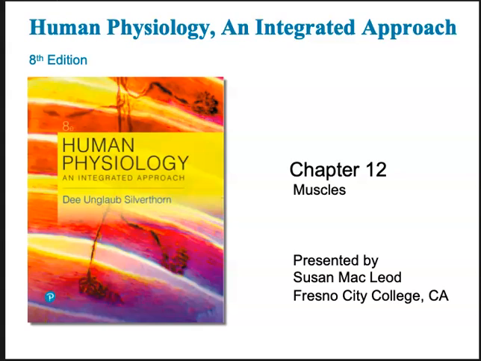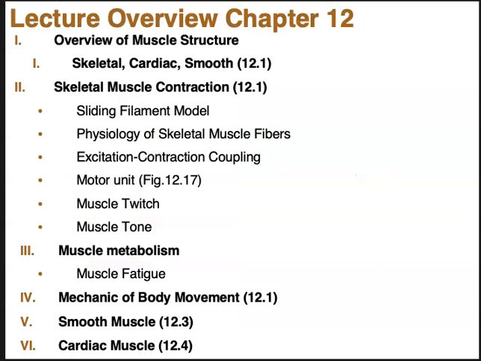Okay, here we go. This is chapter 12, muscles, and we will talk predominantly about muscle function. We'll look into some of the physiology, but I will give you a brief overview of muscle structure, a reminder of skeletal, cardiac, and smooth muscle, which is section 12.1 in your book, but relies heavily on your anatomy background. And then we'll start talking about skeletal muscle contraction as an example.